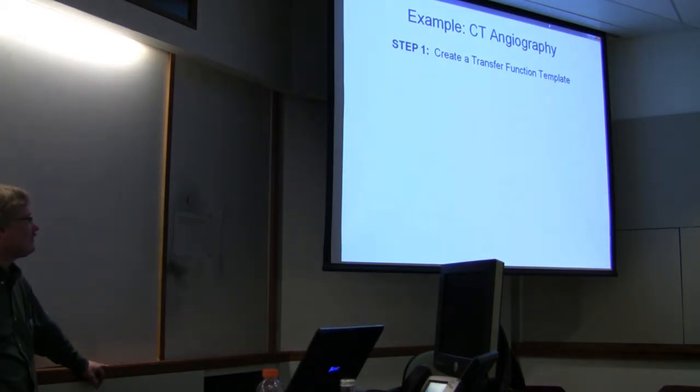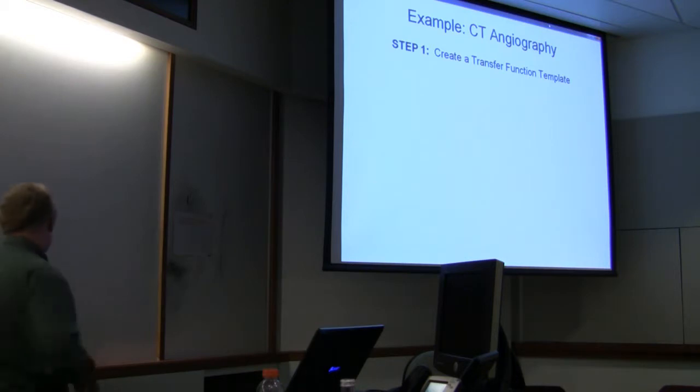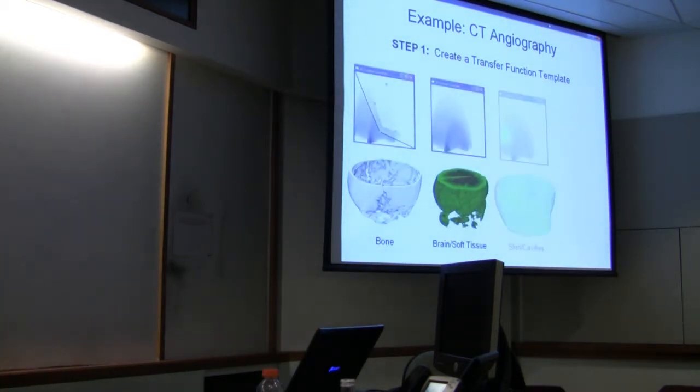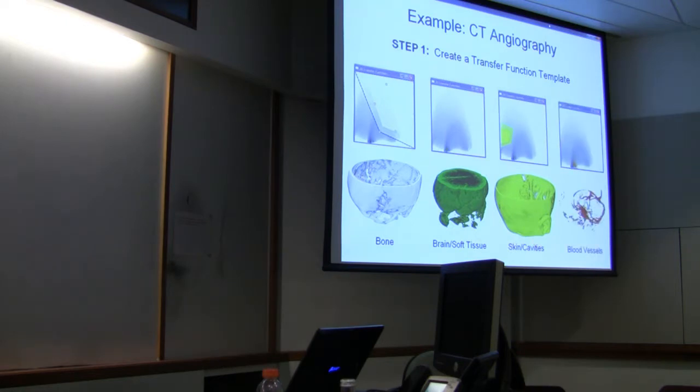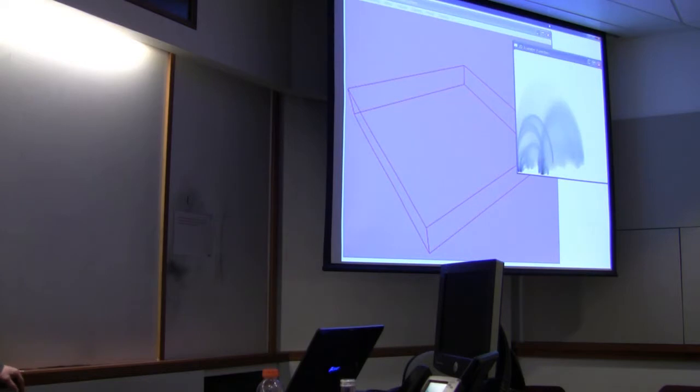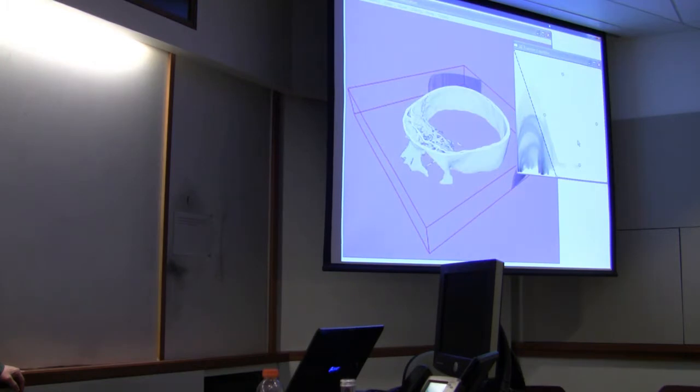In the first step, the structures contained in the data are identified. In our case, these are bone structures, brain and soft tissue, skin and cavities, and blood vessels. A visualization expert, supported by an experienced physician, creates an initial template for the transfer function. This is achieved by generating different primitive shapes in the editor and by aligning them with structures found in a 2D histogram. This way, the visual appearance of all the structures of interest is specified.